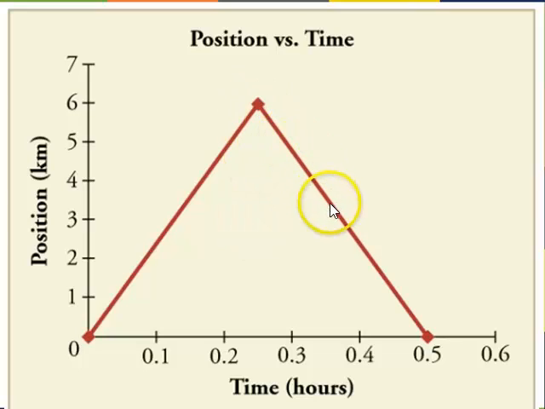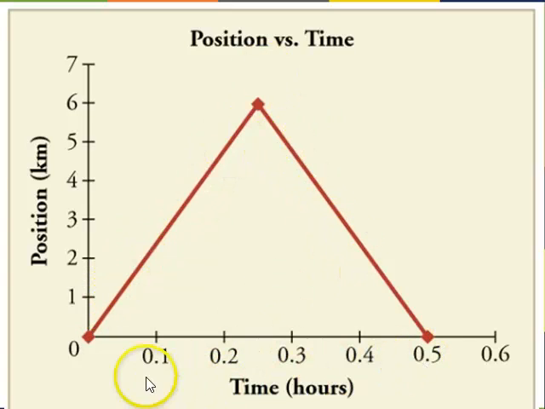And then you return back down, back to 0 position at 0.5 hours. So it turns out that velocity is the slope of position versus time. So the slope here is positive 12 and the slope here is negative 12.